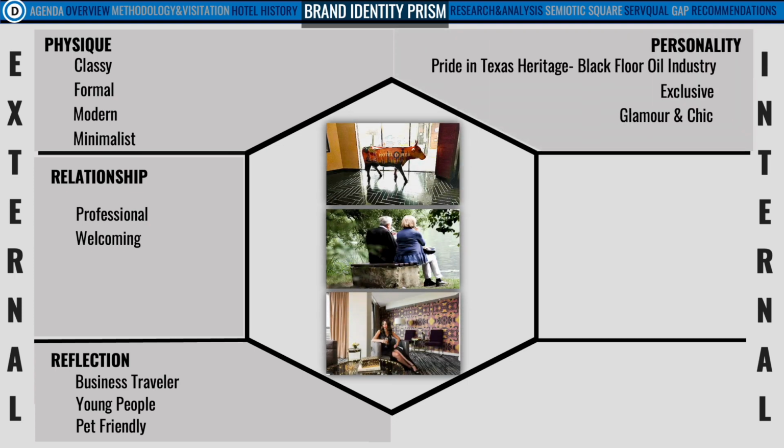Personality would be the characteristics of the owner or the history of the hotel. Here we can see that the hotel was built with black flooring that represents the rich oil industry of Texas. The interior of the hotel is decorated with pieces that represent the Texas heritage. The bold colors give a flamboyant feel that adds glamour and chic.